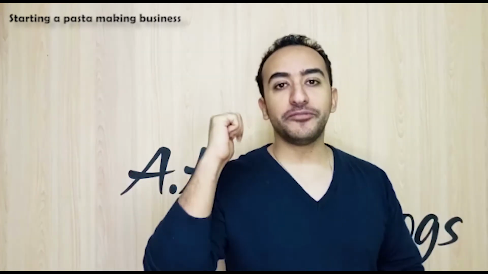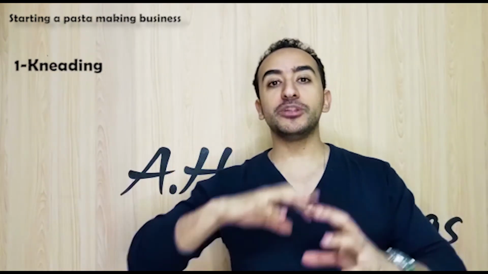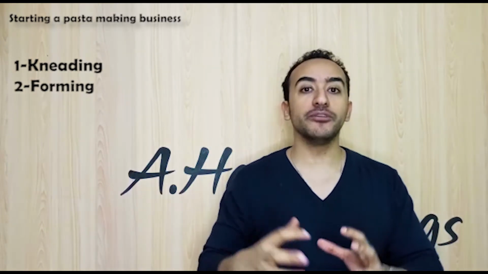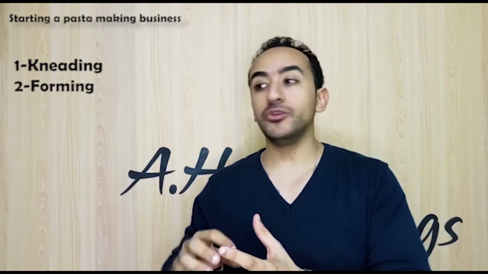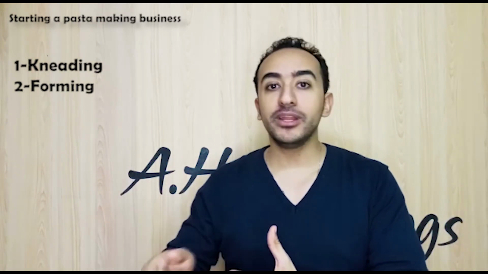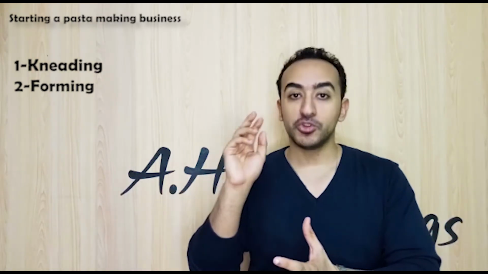Let's go. So the 5 processes of the pasta: the first one is kneading, which is mixing the ingredients together. The second one is forming, where you form the pasta, like if you need spaghetti, or rigatoni, or tortellini, or penne, or whatever you need. Okay, so this is the second one.